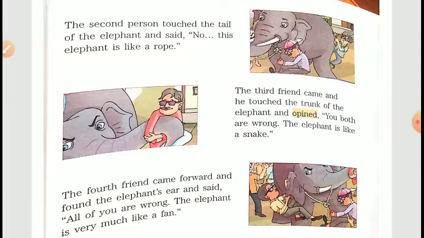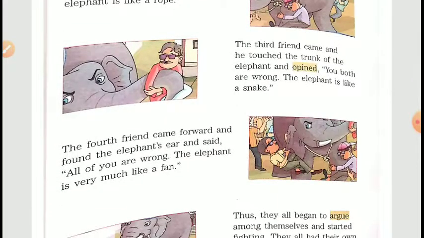The third friend came and he touched the trunk of the elephant and opined, you both are wrong. The elephant is like a snake. He is holding the trunk of the elephant, as you can see in the picture, and he is of the opinion, after touching the trunk, because it's flexible and it is of the shape of a snake, that both of you are wrong.